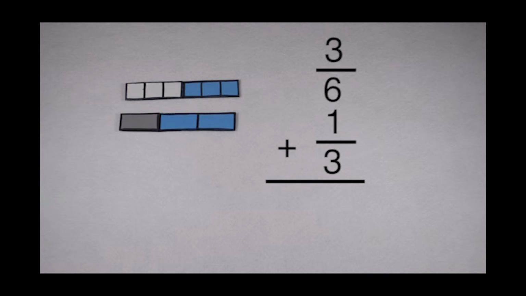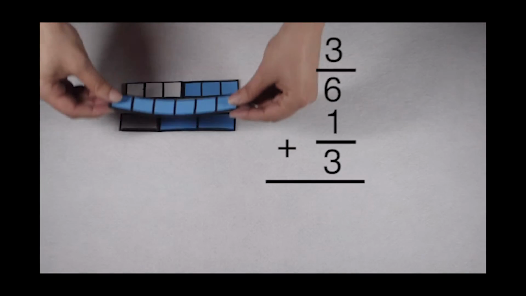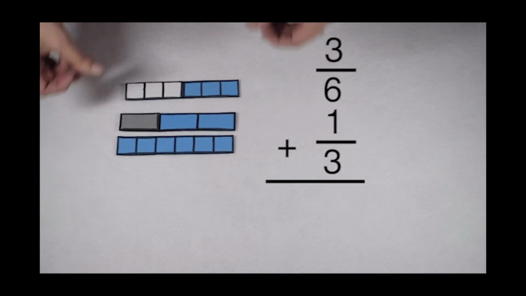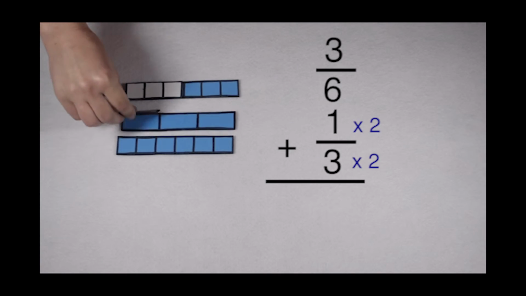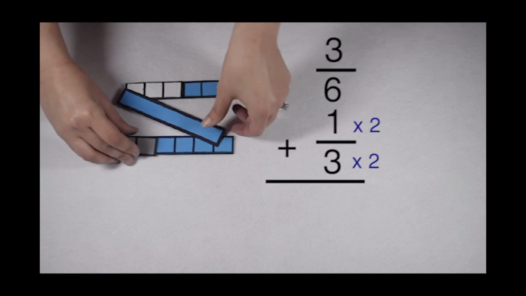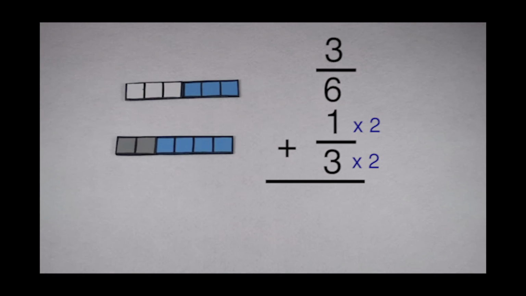We can then do the same thing for 1/3. To get from a denominator of 3 to a denominator of 6, I need to multiply by 2. Since I multiplied my denominator by 2, I need to multiply my numerator by 2 as well. So 1/3 becomes equivalent to 2/6.